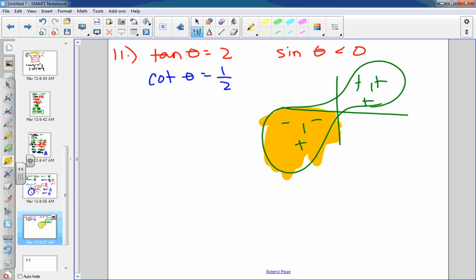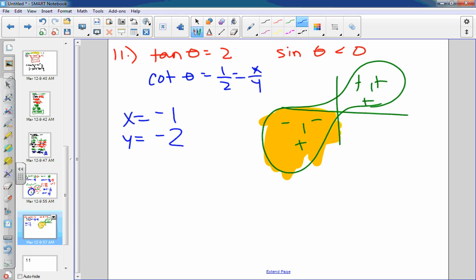Okay, now tell me this. What's the definition of cotangent? X over y. So what's x? Negative 1. What's y? Negative 2. Why are they negative? Because they're in quadrant 3, right? Okay? Double negative makes a positive, which is why the cotangent's positive.